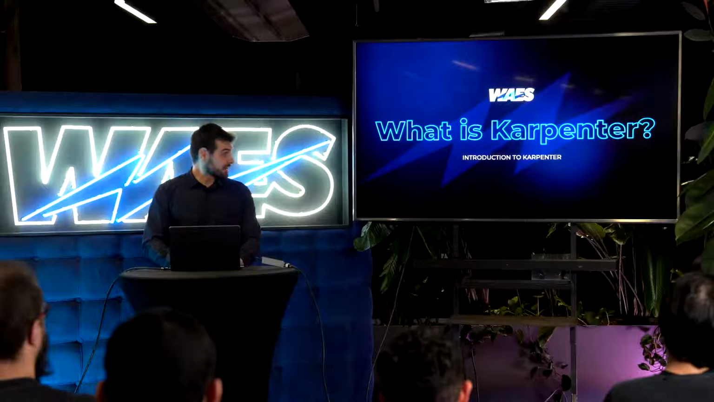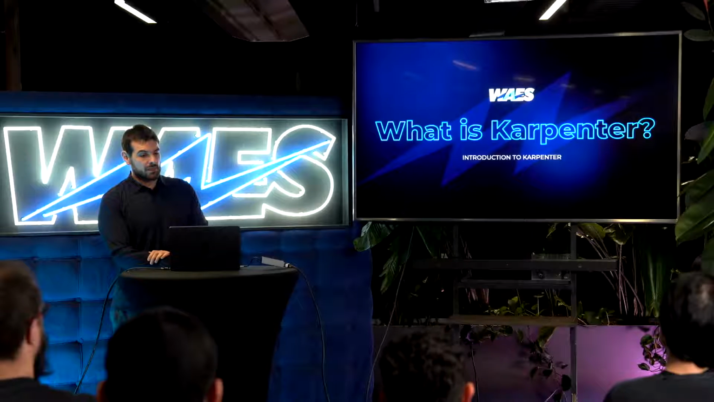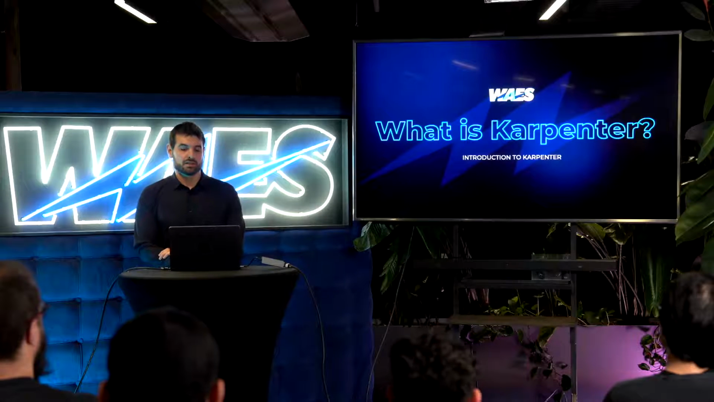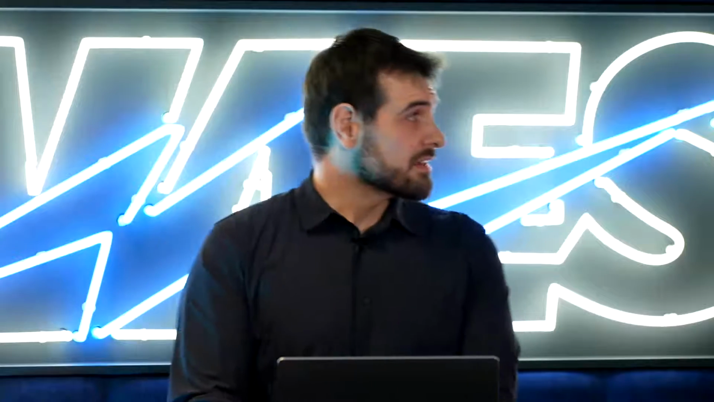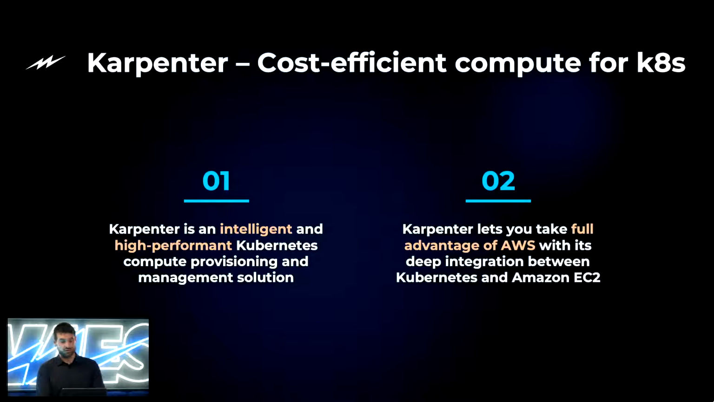So let's explain what Karpenter is. Karpenter is a cluster autoscaler. It's an intelligent and high-performant compute provisioning and management solution. So that means, well, cluster autoscaler. And it helps you take full advantage of AWS. That means it helps you make the most of all of the resources you're paying for.